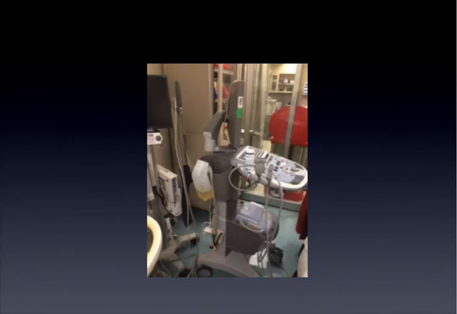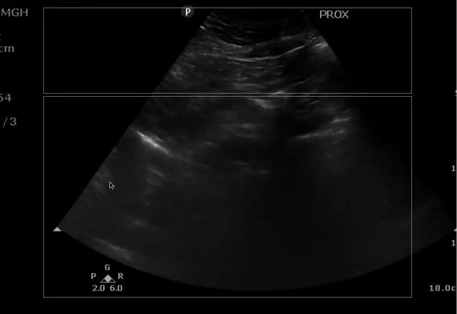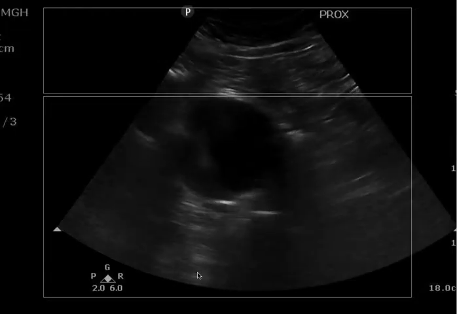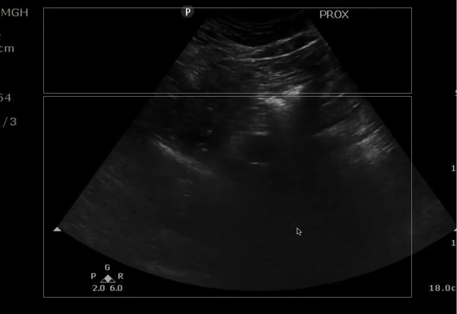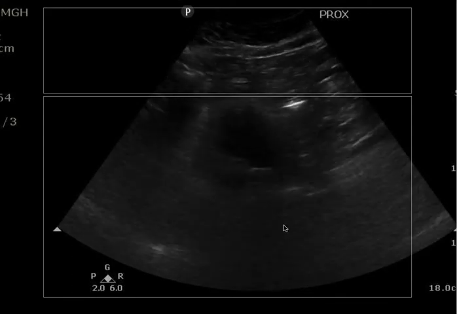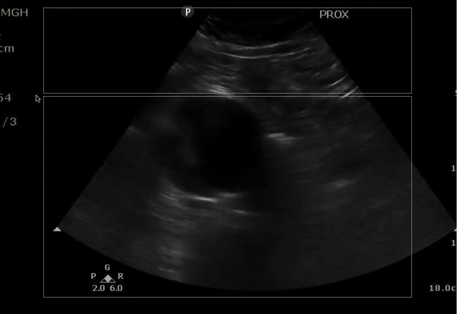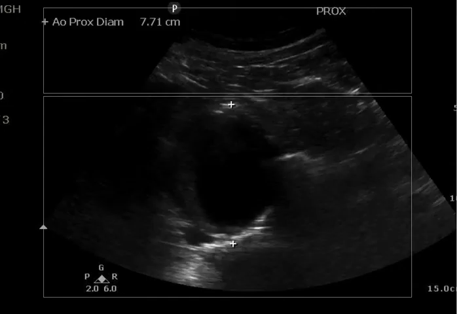She found our nearest ultrasound, went to the bedside, and took a look at the patient, and here's what she found. You can notice on this image this black shadow, which is the spine, indicating that Aaron is in the right spot. And she sees this large circular structure. When she freezes the image, she finds a 7.71 centimeter AAA.